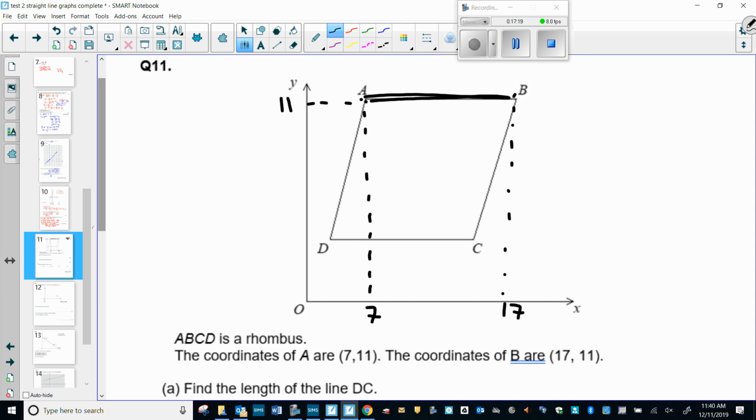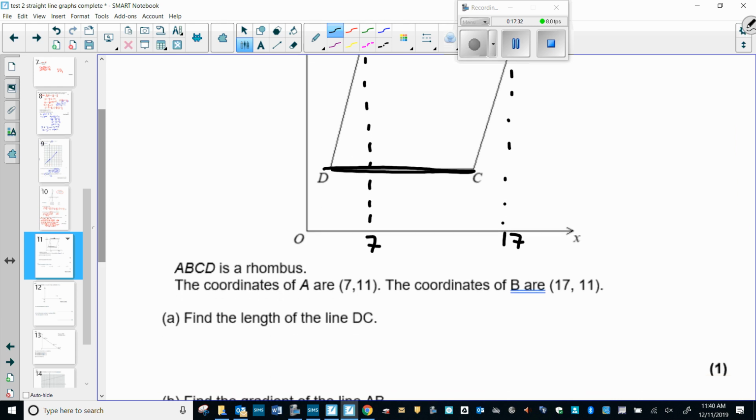Yes? Oh, I thought that you were asking me. Okay, yeah, I got it. Sorry. So what is 17 take away 7? 10. Okay? If we know this is a rhombus, how do we know what length DC has? 10. Okay? That's why it was just worth 1 mark. They weren't expecting you to do a lot of work for that.